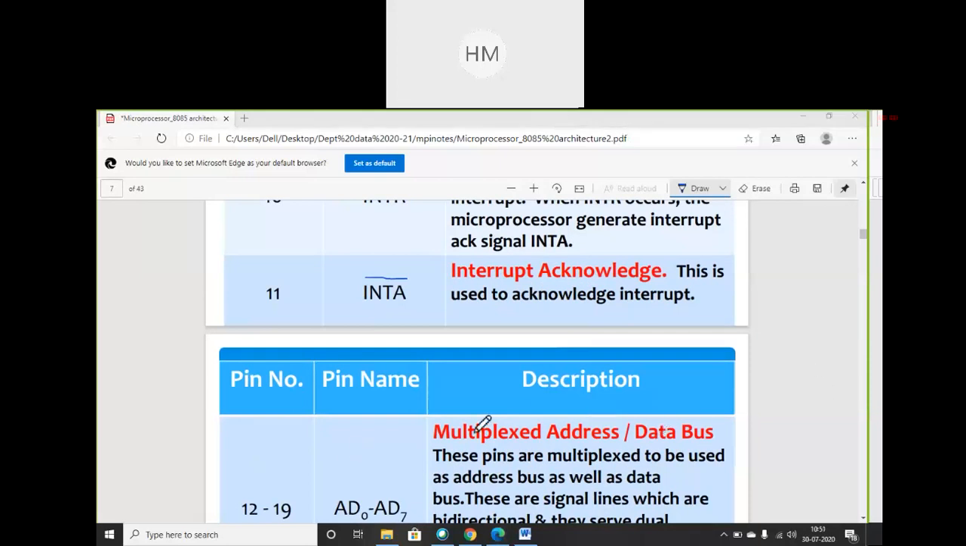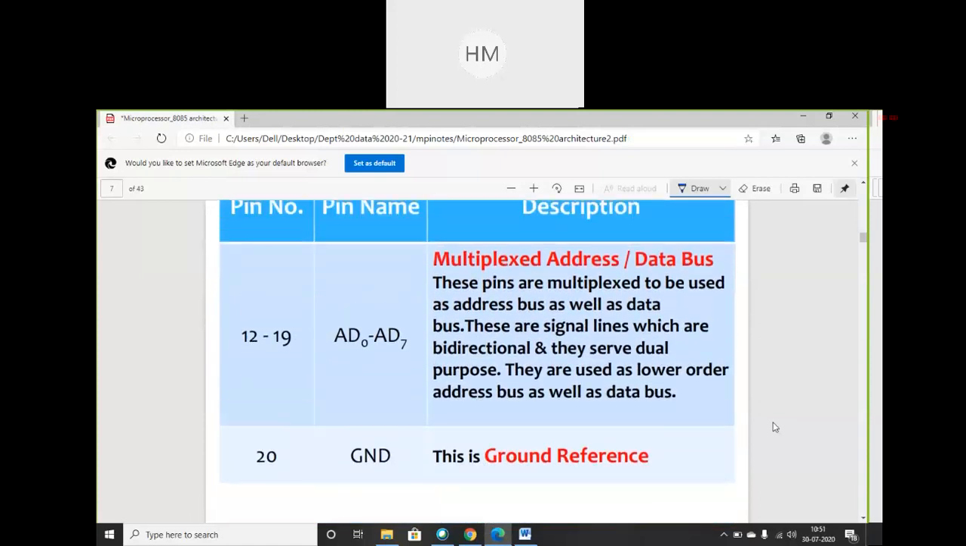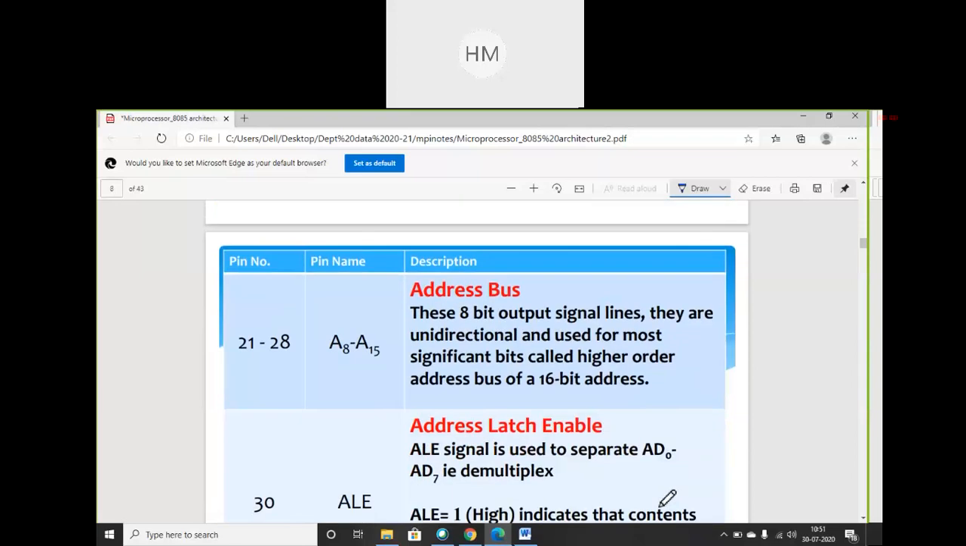Next pins are AD7 to AD0, multiplexed address and data bus. These pins are multiplexed to be used as address bus as well as data bus. These are signal lines which are bidirectional and they serve dual purpose. We all know they are used as lower order address bus as well as data bus. Clear? This is the ground reference, GND. We all know that is the VSS pin or ground. In some books VSS, in some books it's ground.